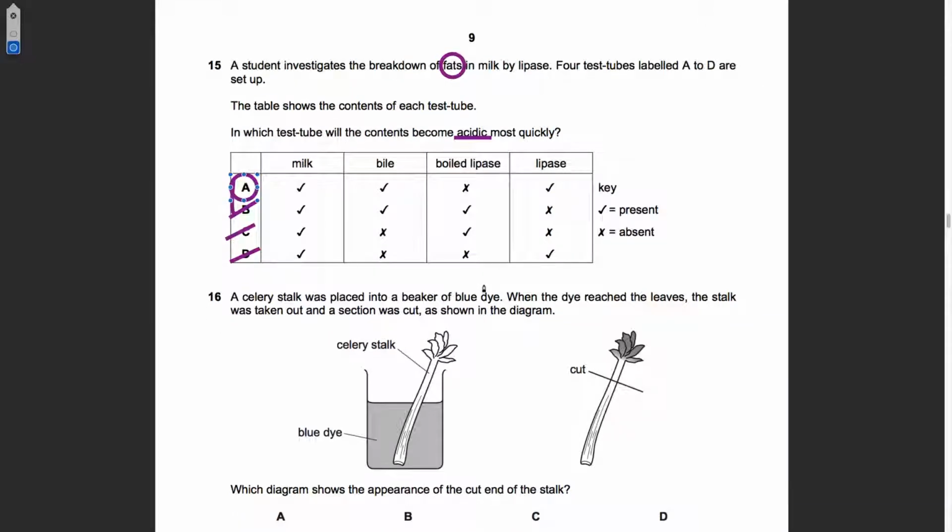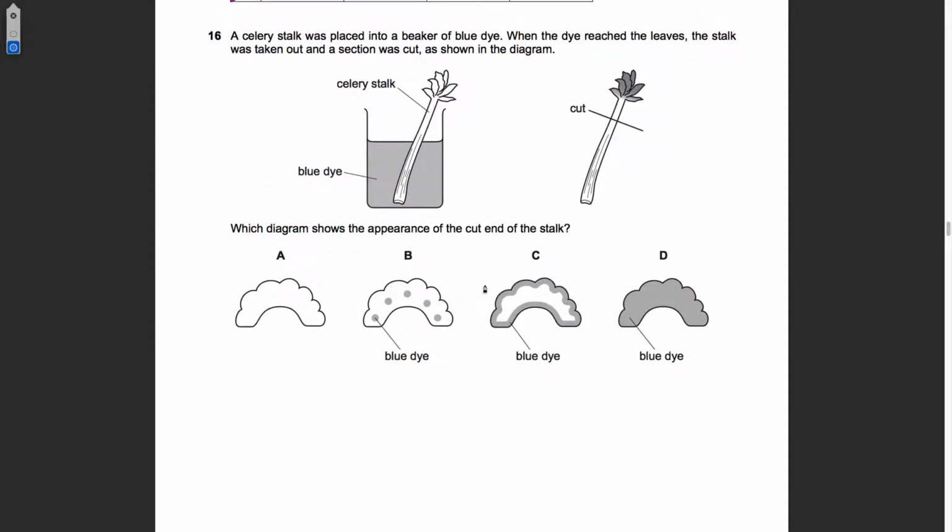All right, well done. Question 16. A celery stalk was placed into a beaker of blue dye. When the dye reached the leaves, the stalk was taken out and a section was cut. So just here towards the top, just before you get to the leaves, which diagram shows the appearance of the cut end of the stalk?